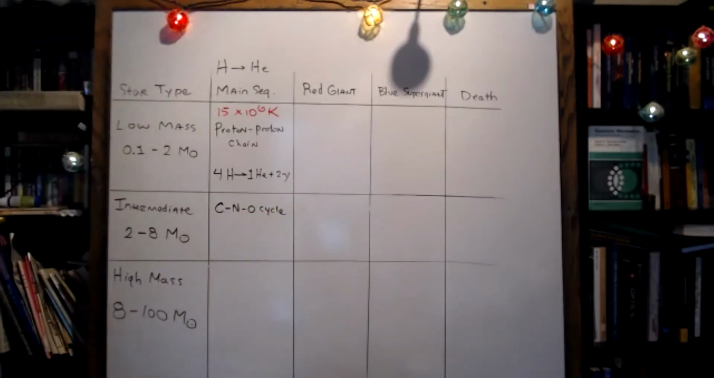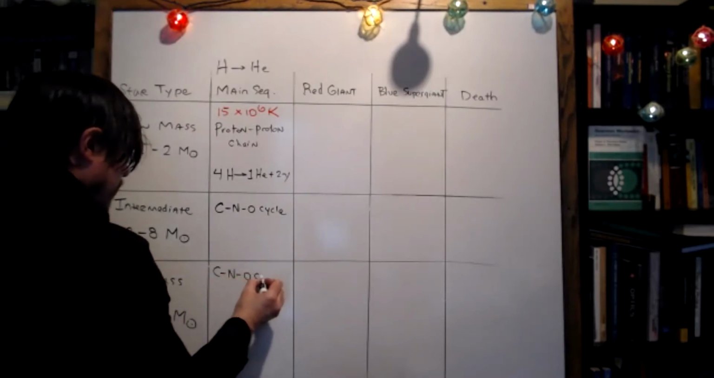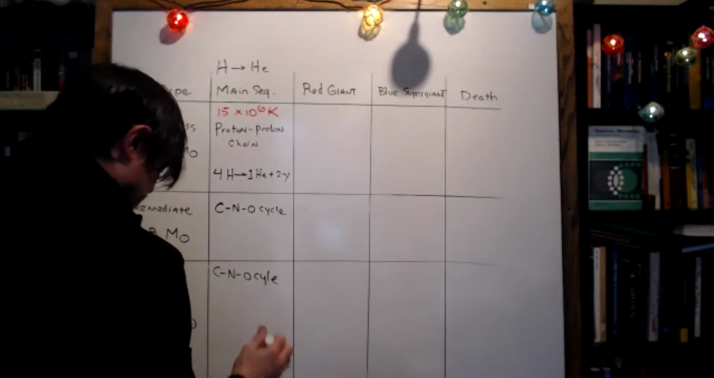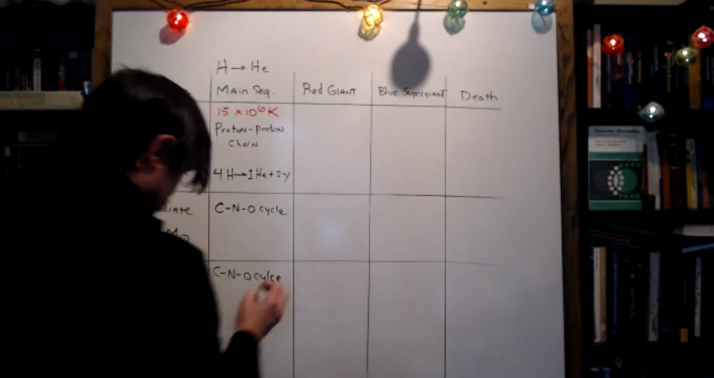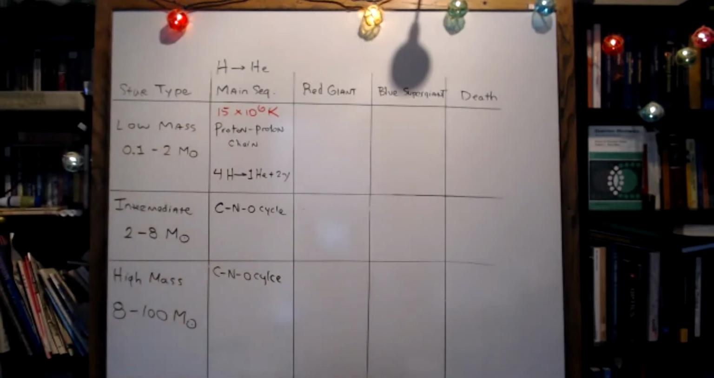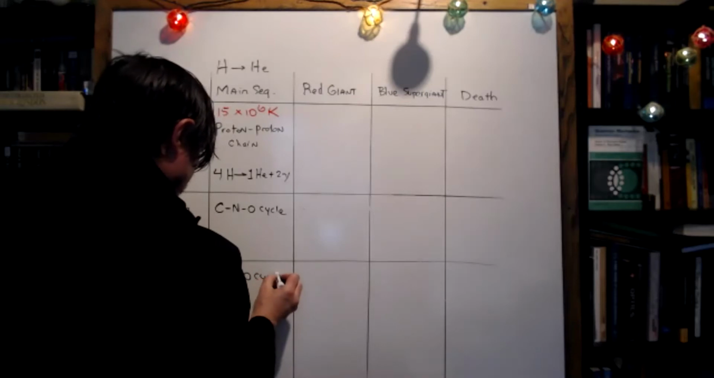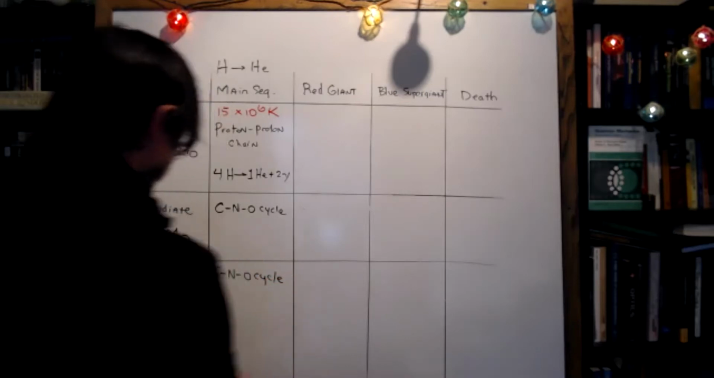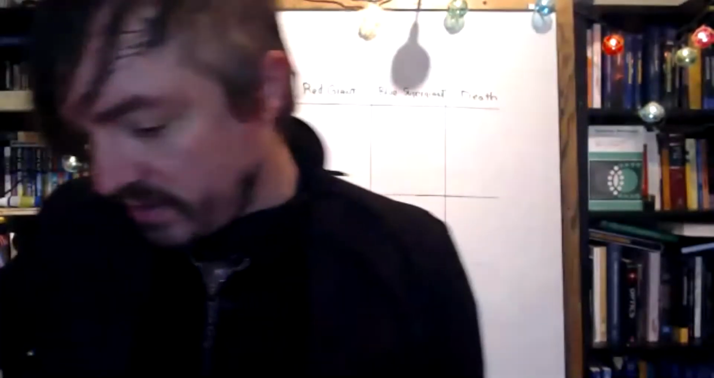And both intermediate and high mass stars use the CNO cycle. Wow, I'm dyslexic today. Okay. Let's take a moment to look over the CNO cycle and let's see how it works.